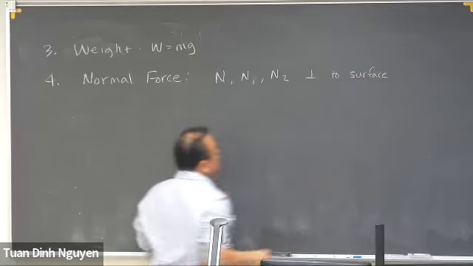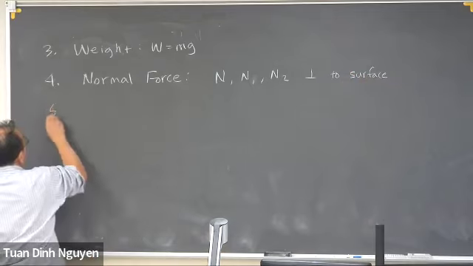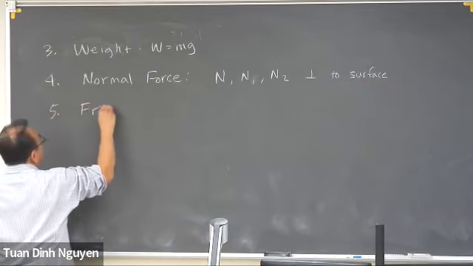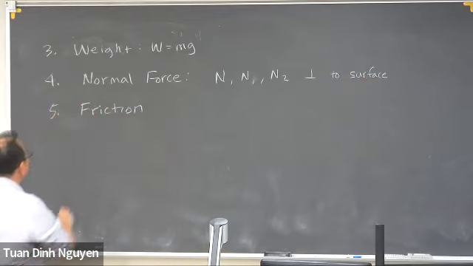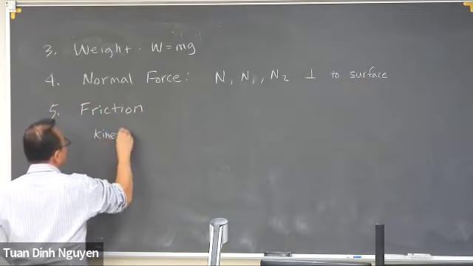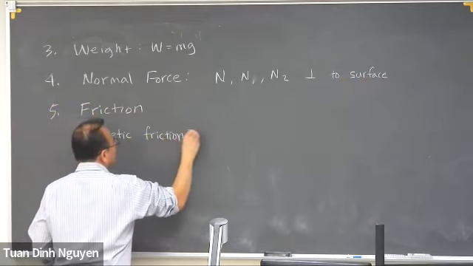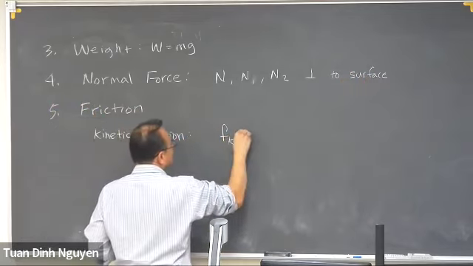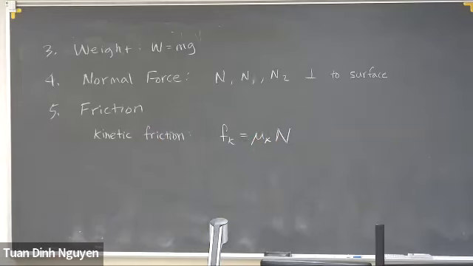If your surface is a ramp that's inclined, it's still perpendicular. In that case, you use tilted axes. And then the last is the friction. Okay. Friction, there's two kinds. There's kinetic friction. F sub k equals mu sub k times the normal force. The appropriate normal force, right?